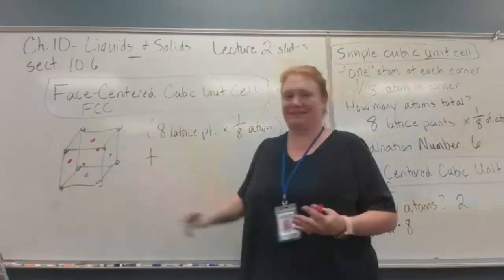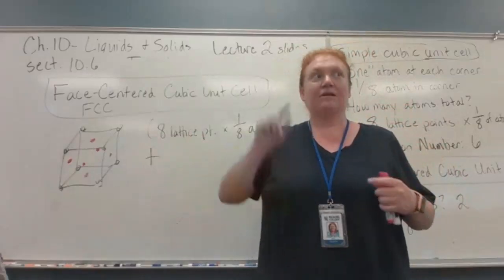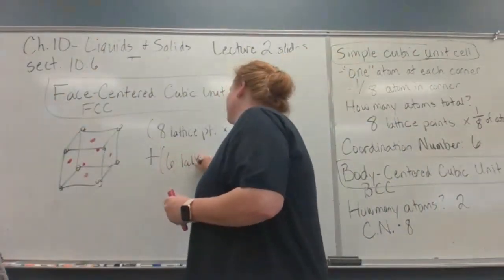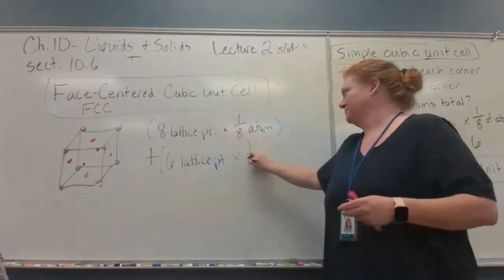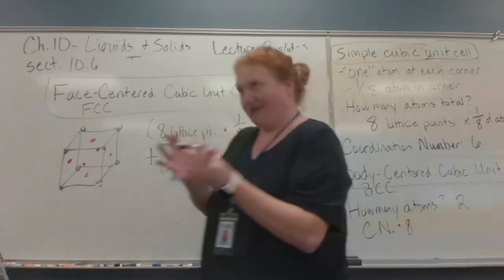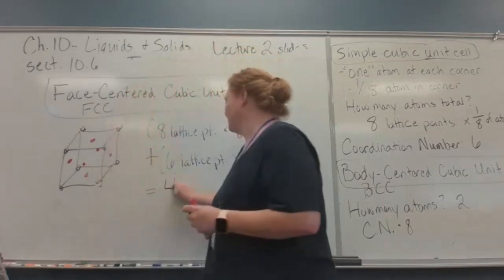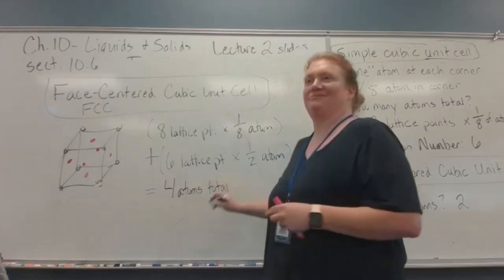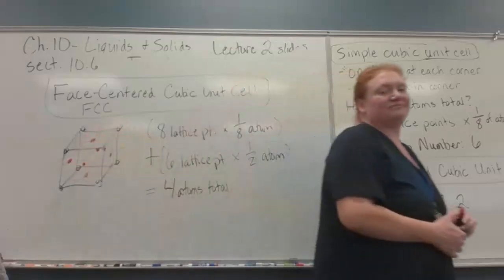When you look at the faces, how many face lattice points are there? 1, 2, 3, 4, 5, 6. And like we just said, how much of an atom is at each face? Half. And so how many total atoms are in a face-centered cubic unit cell? 4 atoms total are represented by this type of unit cell.